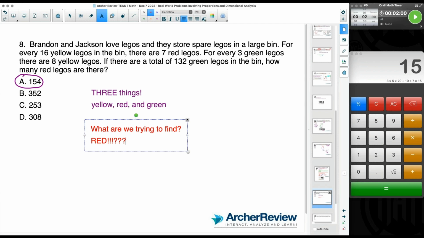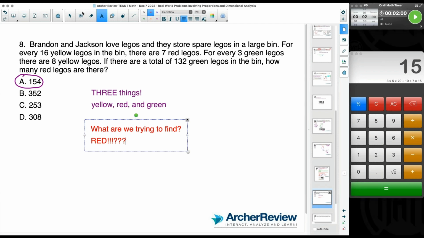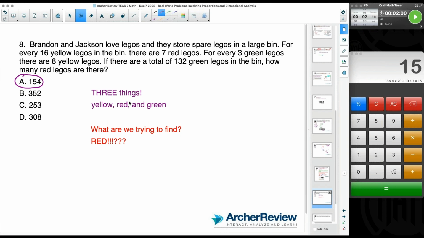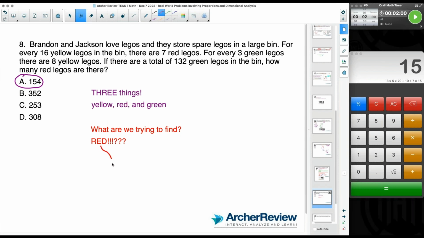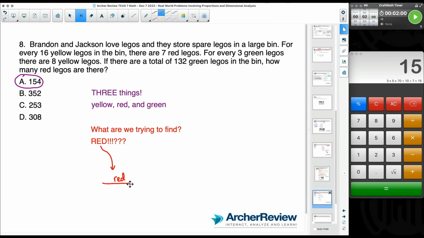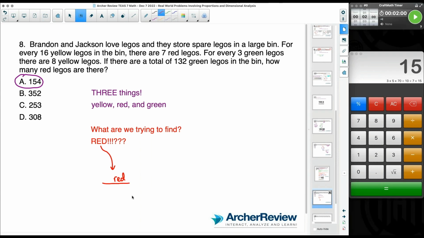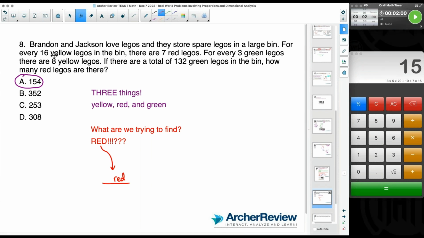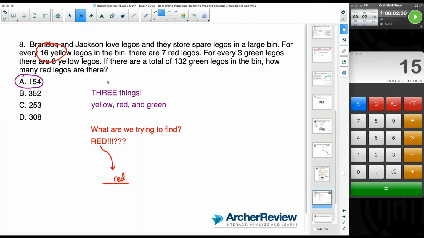If you have more than 2 things, we have 3 things. I can guarantee you, you are off to the right start if you start off with what you're trying to find. So my first fraction, red. Now, I can't guarantee that the word red is going to be the first color that pops up. Actually, yellow is the first color that pops up. Don't start off with the 16 yellow. Don't start off with the first number. Start off with that red.